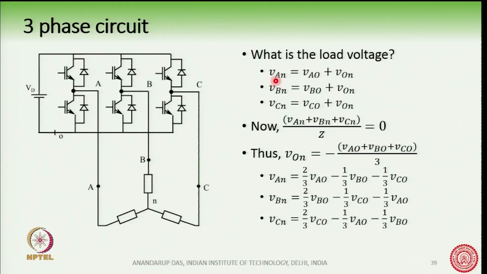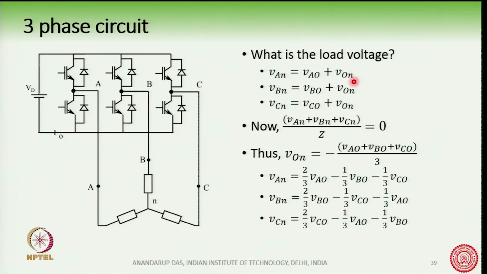Let us focus on this first line, VAN, that is this voltage VAN, is nothing but VAO, that is this point's voltage to this point, plus VON. You can see this is the voltage here, VON. So, basically VAO plus VON is VAN, this voltage. If you just apply Kirchhoff's voltage law, imagine there is a potential between this point O and N, then we can write this equation.